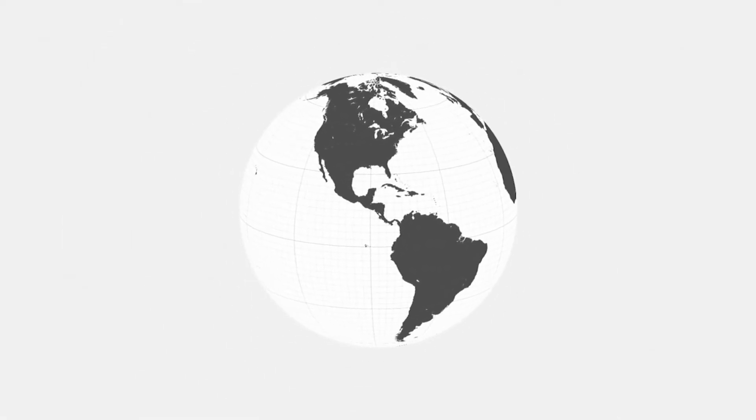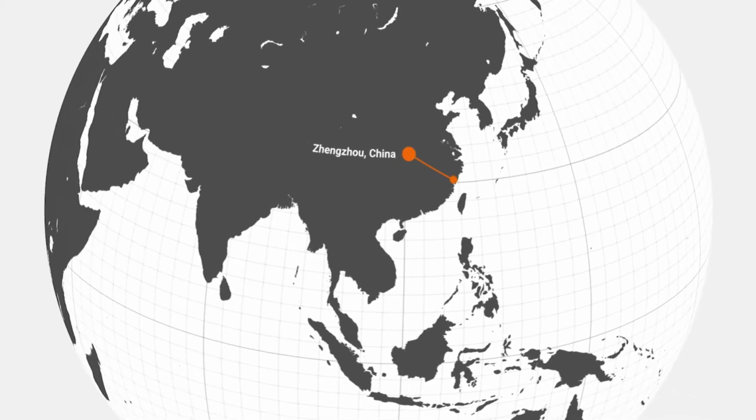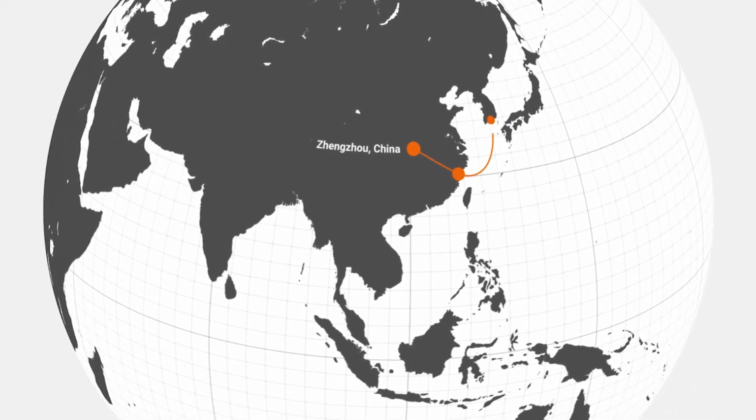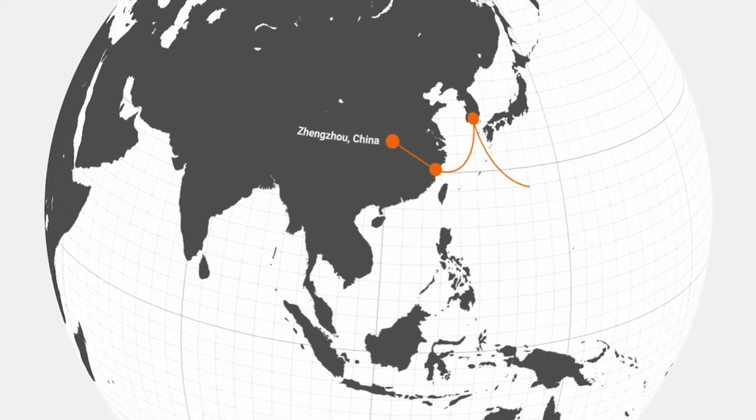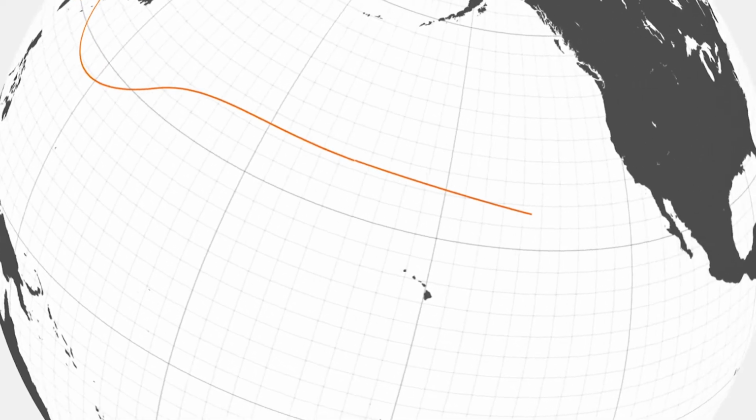To illustrate some of the ways TradeLens enables collaboration and reduces friction, let's follow a shipment of laptop computers from inland China to their final destination along the west coast of the United States.